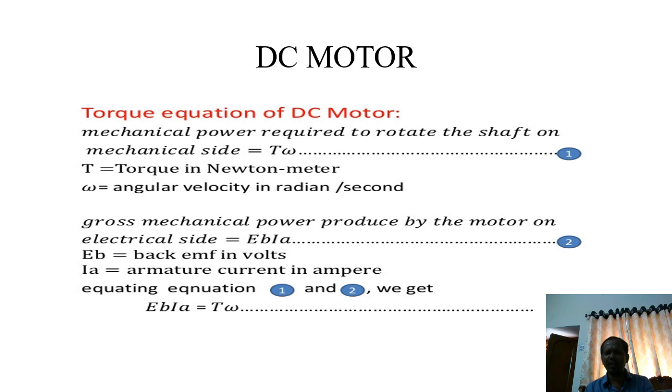Therefore, the gross mechanical power produced by the motor on the electric side is EBIa, where EB is the back EMF in volts and Ia is the armature current in amperes. Equating equations 1 and 2, we get EBIa is equal to T omega. Then you will get the torque equation. EBIa is equal to T omega. What is omega?